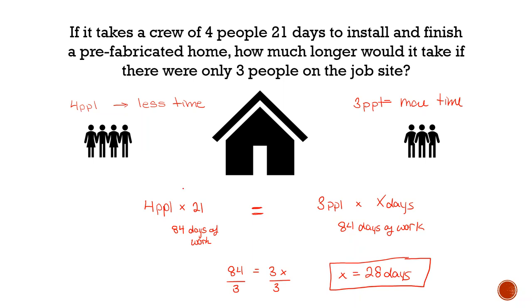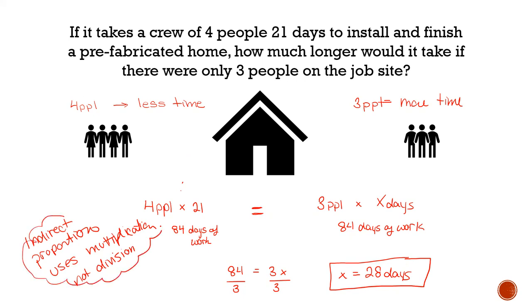You'll notice that rather than using a colon or a division to set up a ratio, indirect proportion uses multiplication. I can't write very well on here. So indirect proportion uses multiplication, not division. I'm going to give that to you on a summary slide at the end. But indirect proportions are set up using multiplication and not division. All right, let's keep going.